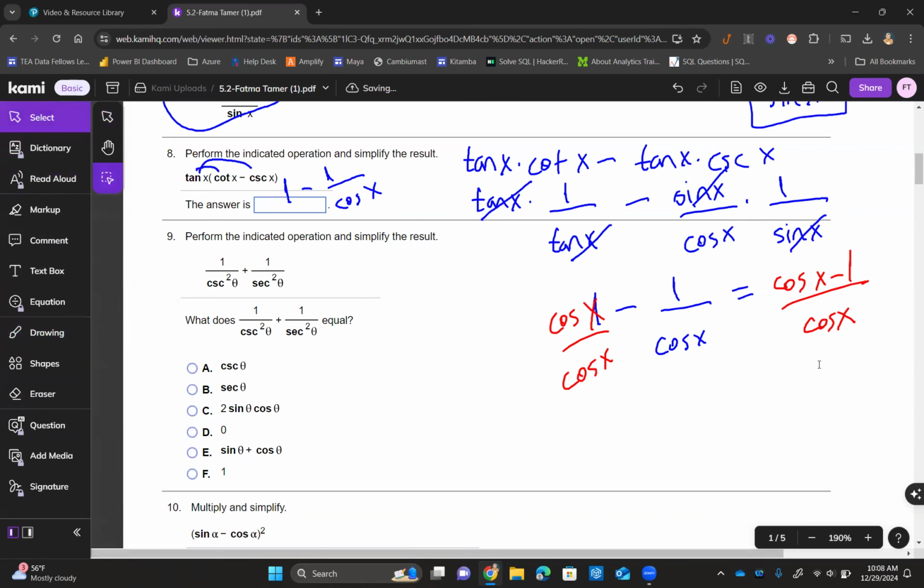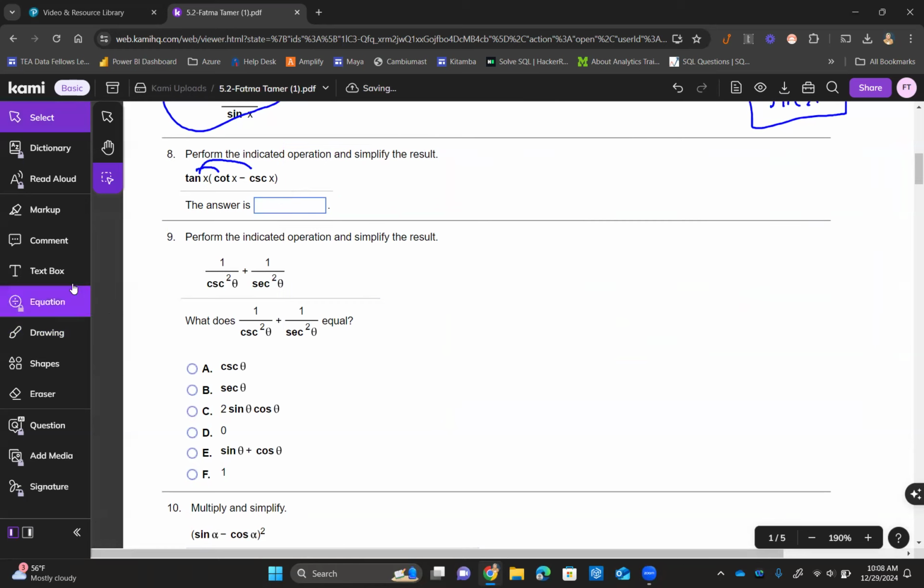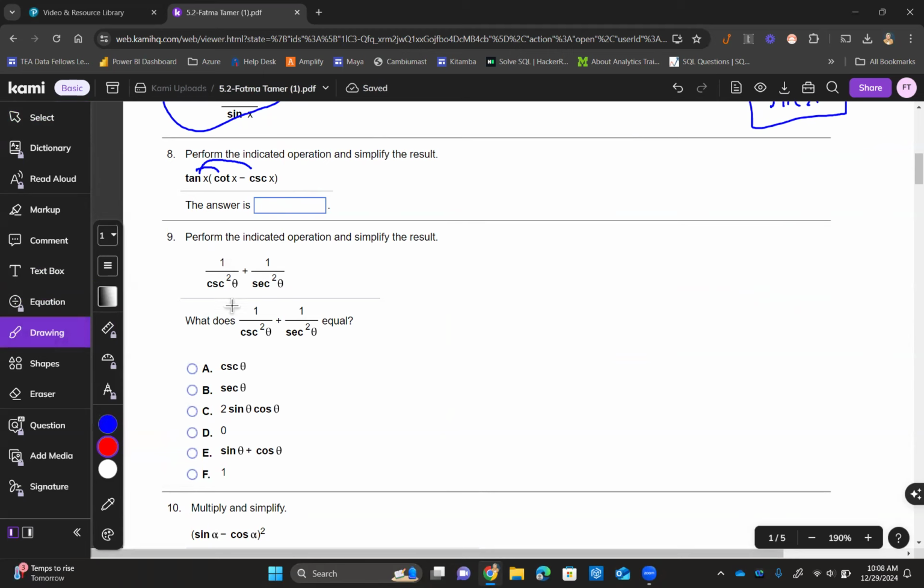Now for number 9, it's another simplification question. For number 9, we want to simplify 1 over cosecant squared theta plus 1 over secant squared theta. It's totally up to you if you want to go ahead and change them to sine and cosine right away at the beginning, or work with them first and then change it. My opinion is I want to go ahead and change them to sine and cosine first.